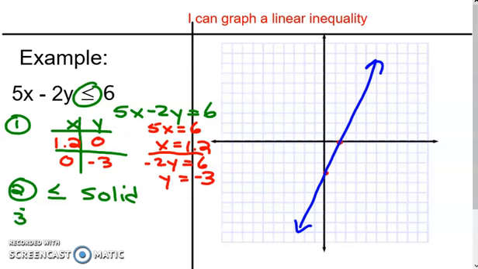I'm going to test a point. I can test anything I want to, but we usually test 0, 0 because it's easy. If the line goes through 0, 0, then I would want to test something different. So this is 0, 0.